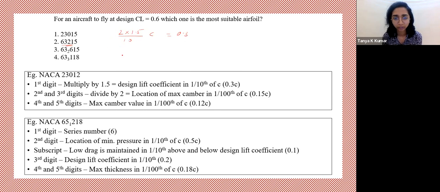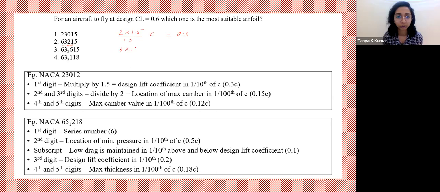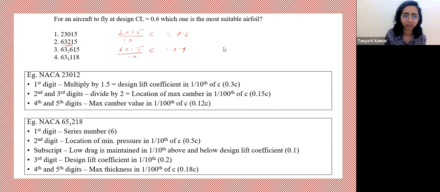Just follow the same sequence. Point 9, exactly. So it'll be 6 into 1.5 by 10 C, which is 0.9. Why aren't the others answering? Are you following? Yes, we are. Okay. Just stop me if you have any doubts. So the other two cases are fairly simple.